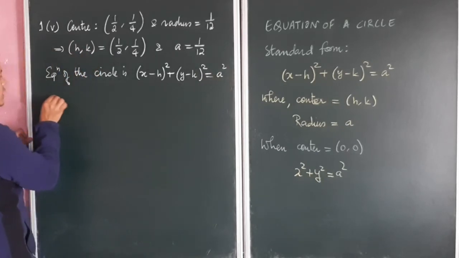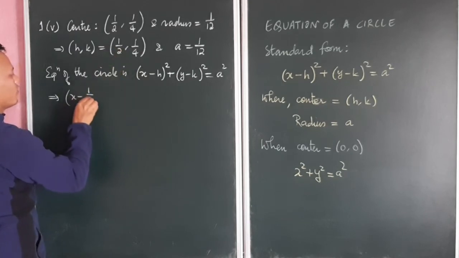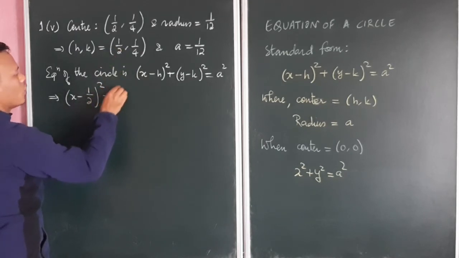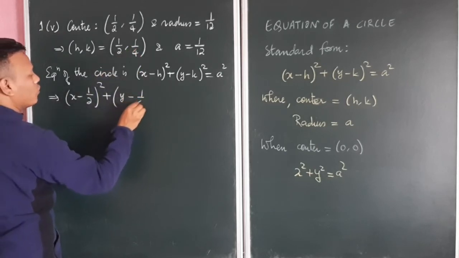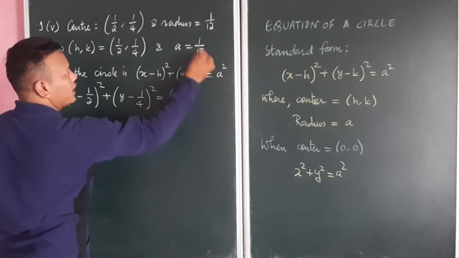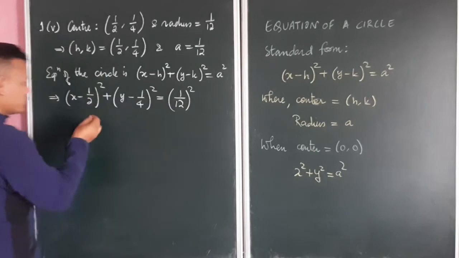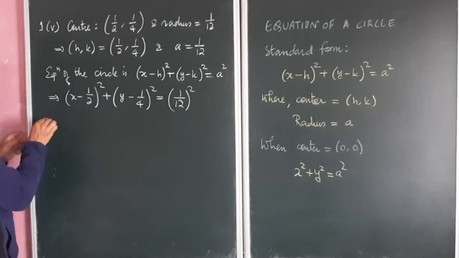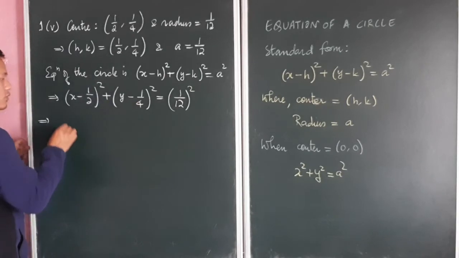So we have (x minus h), h is half, whole square, plus (y minus k), k is 1 by 4, whole square, equals a square. And a is given as 1 by 12. Let's evaluate this now. It's very simple. This is a minus b whole square, this is also a minus b whole square, so let's put the formula for a minus b whole square.